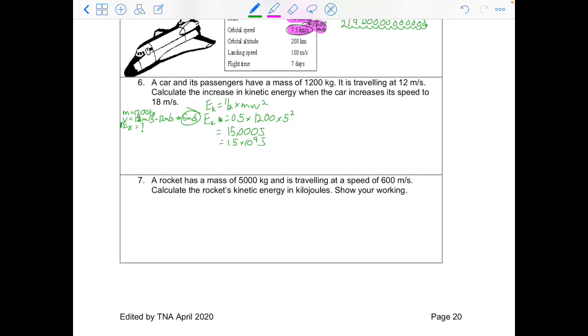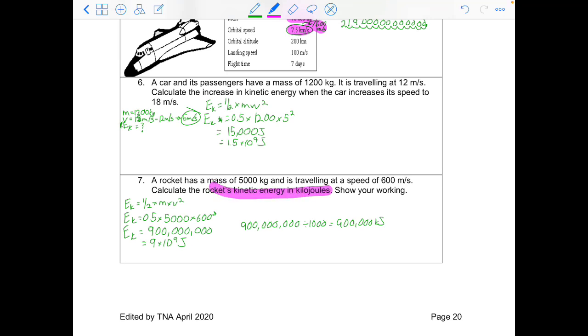All right, so now I'd like you to try question 7. Just going to pop up the answer in a moment. Hopefully you have it. So hopefully in this last question you caught the conversion you need to make, because it asked for it in kilojoules. So in order to convert from joules to kilojoules, you needed to divide by 1,000. So our final answer is 900,000 kilojoules.